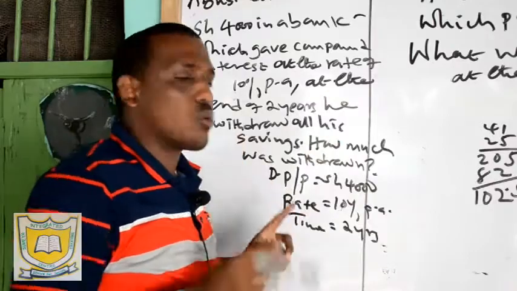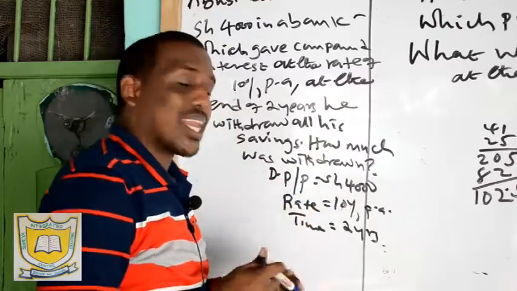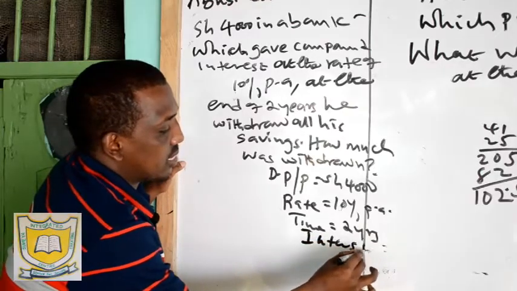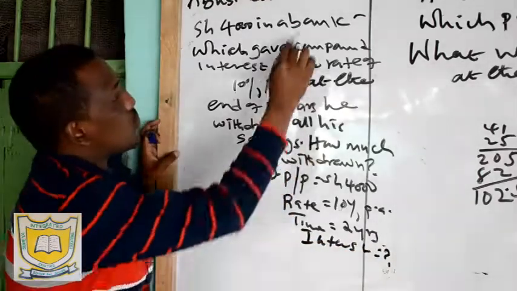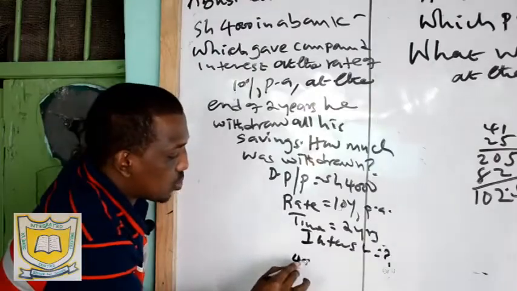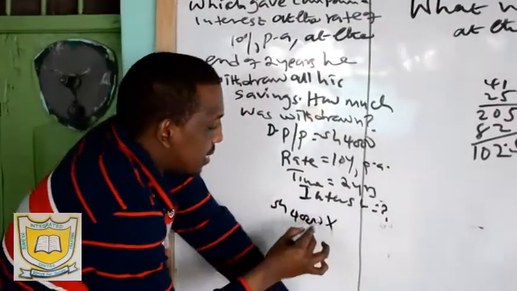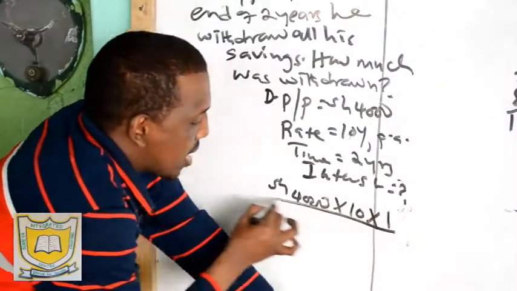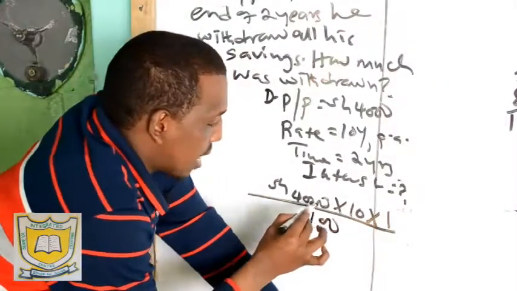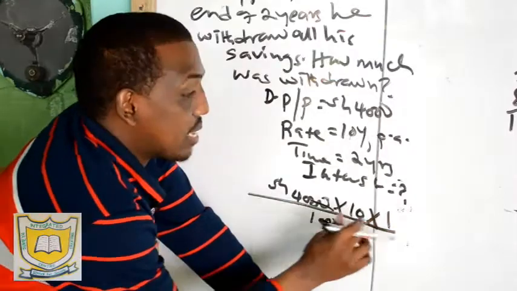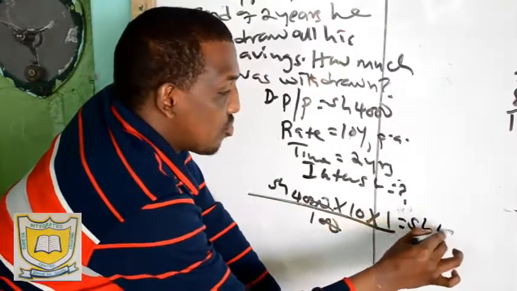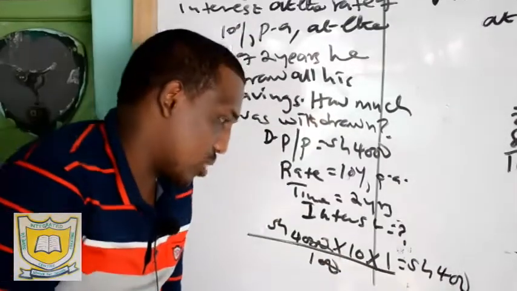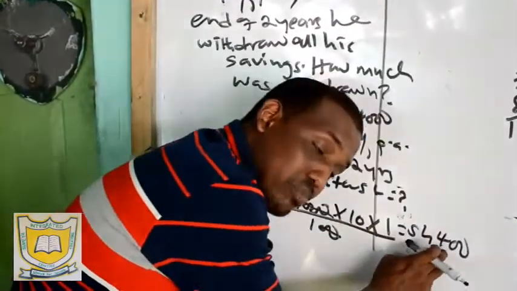That is the amount. How do we get the amount? Interest plus principal. But we are lacking the interest, so the first thing to find is the interest. Interest is equal to principal, shillings 4,000, times rate, 10, times time, the first year, all over 100. Cancel. 40 times 10, you will get shillings 400.